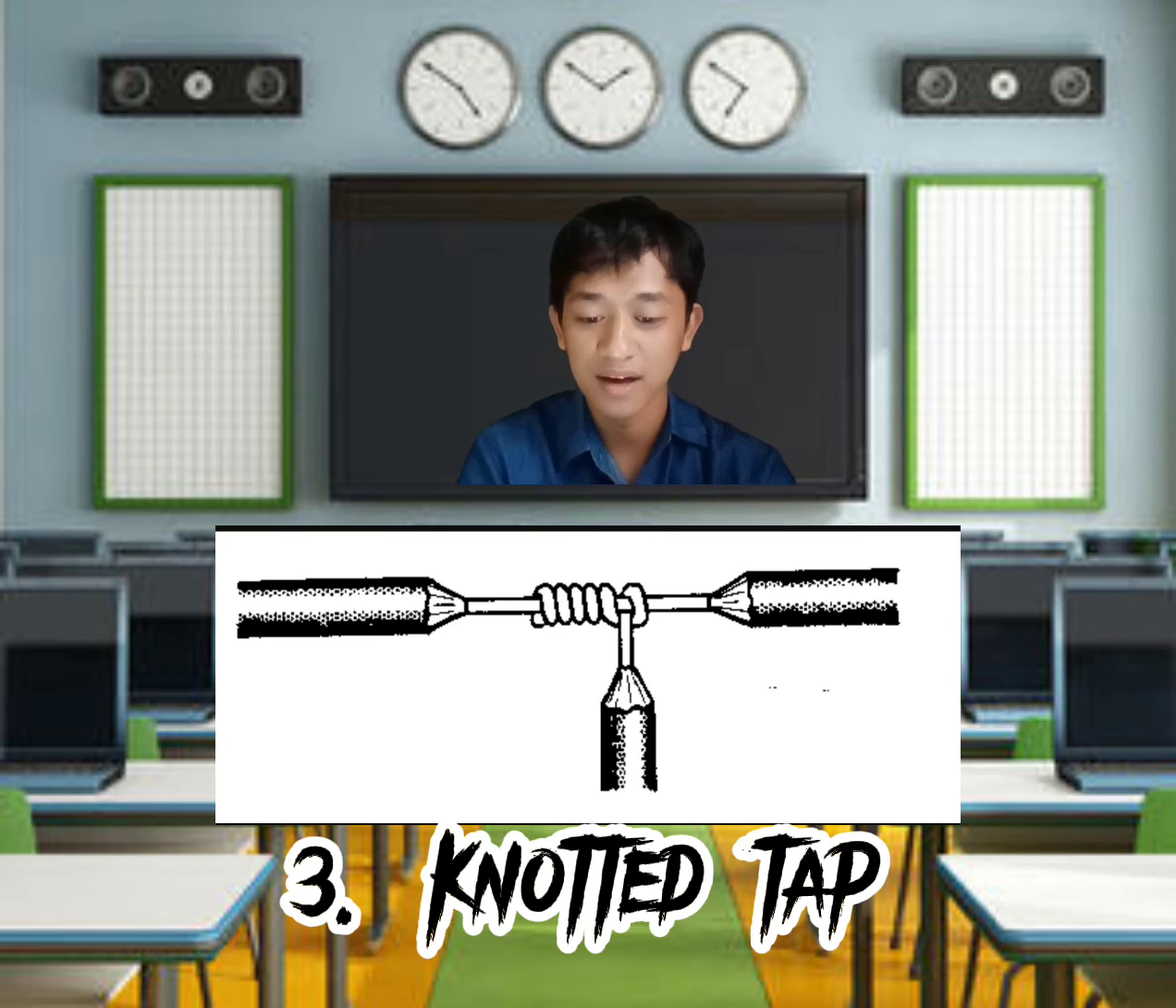Number 3, we have knotted tap joint. All the splices discussed up to this point are known as the butt splices. Each was made by joining the free ends of the conductors together. Sometimes, however, it is necessary to join a branch conductor to a continuous wire called the main wire. Such a junction is called a tap joint.